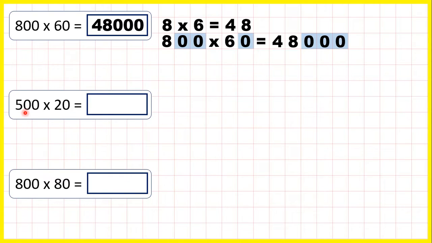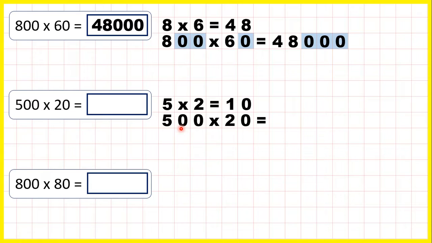Now we have 500 times 20. We know that 5 times 2 is 10, and that means 500 times 20 is 10,000. So 5 times 2 is 10, so we write 10, but then we count up our zeros, and we have 3 zeros in the question, so we need 3 end zeros in the answer.